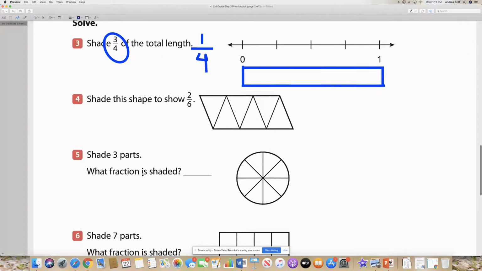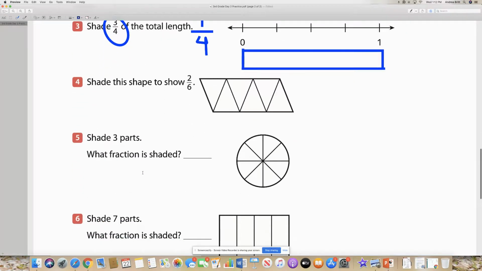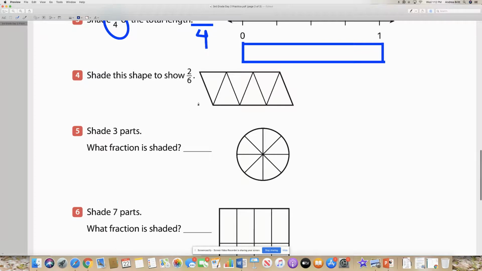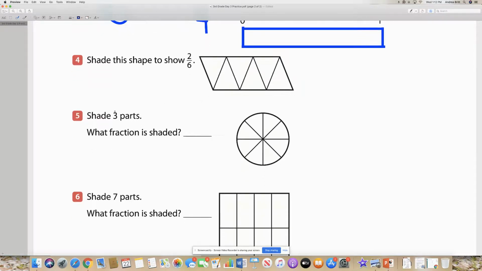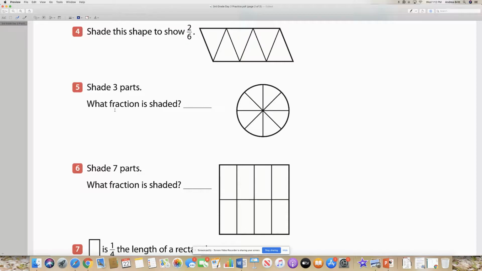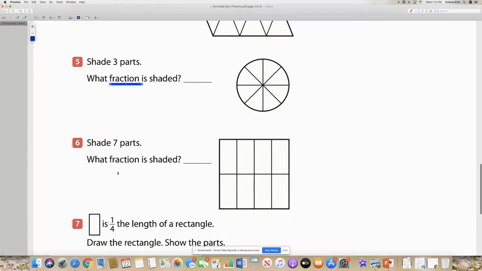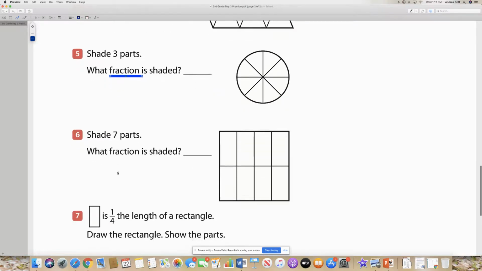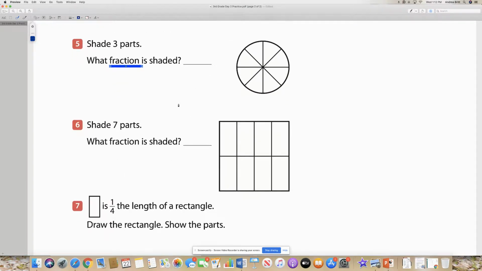For number 4, you're going to shade the shape to show 2/6. It doesn't matter where you shade it. If you remember from yesterday's lesson, you can shade any of these pieces to show the 2/6. On number 5, you're going to shade 3 parts and then tell what the fraction is. So you would shade it and then tell what the fraction is. For number 6, you're going to shade 7 parts.